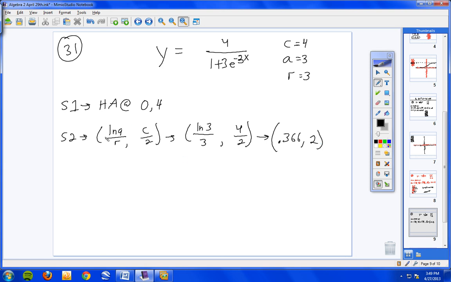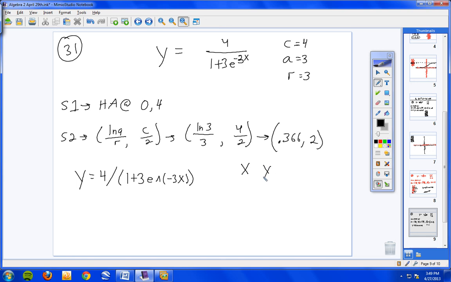Now step 3 says to type your function into your grapher. I'm going to quickly do that for you. You want to hit y equals, and then 4, then hit the division sign, and then put a parentheses, and then 1 plus 3, then hit your E button. So this pops up, this pops up, and this pops up. Then type in -3x, and then close your parentheses twice, and you're good to go.